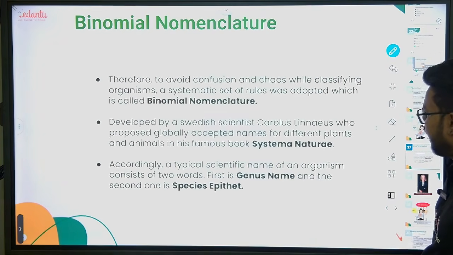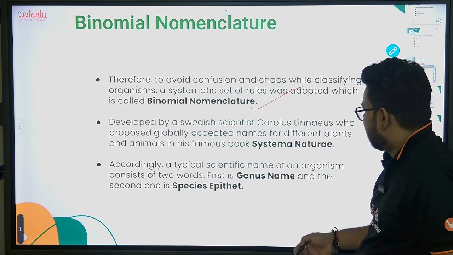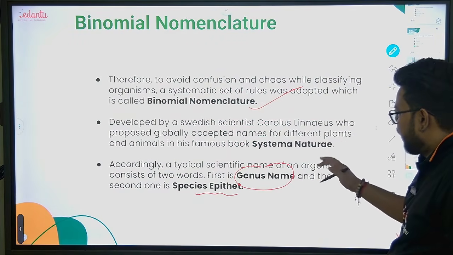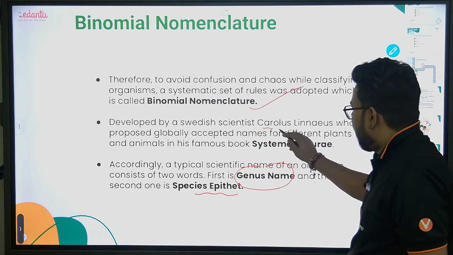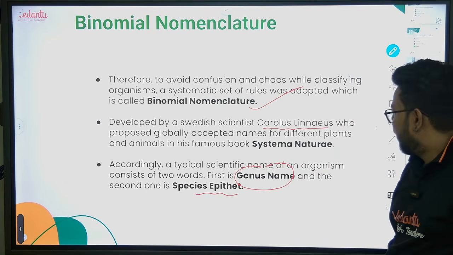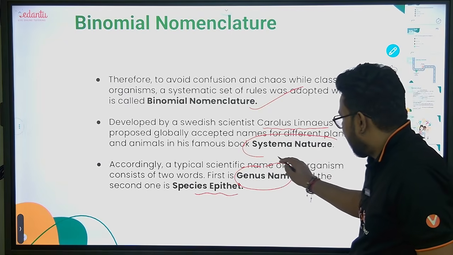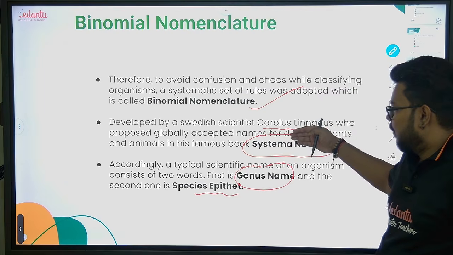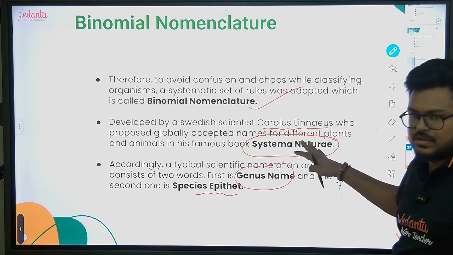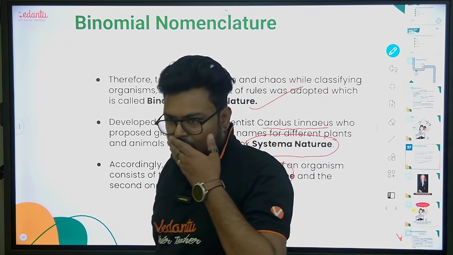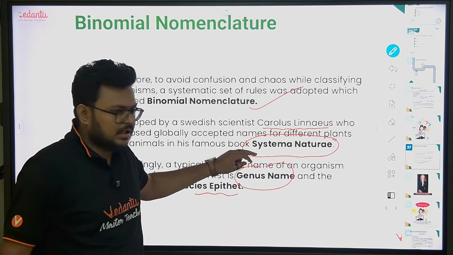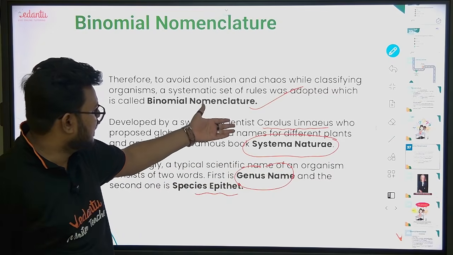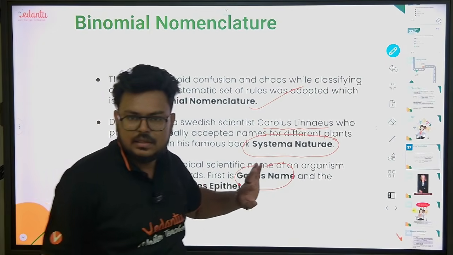Fine. Basic rules, guys. What are the rules? Binomial nomenclature includes the genus name and species name. Very important point: it was given by Carolus Linnaeus and it was published for the first time in his book Systema Naturae. So they can ask you in which book the different names of plants and animals were published globally. Systema Naturae. And they can ask the other way also, that Systema Naturae is the book of which biologist, or I can say Carolus Linnaeus, right?